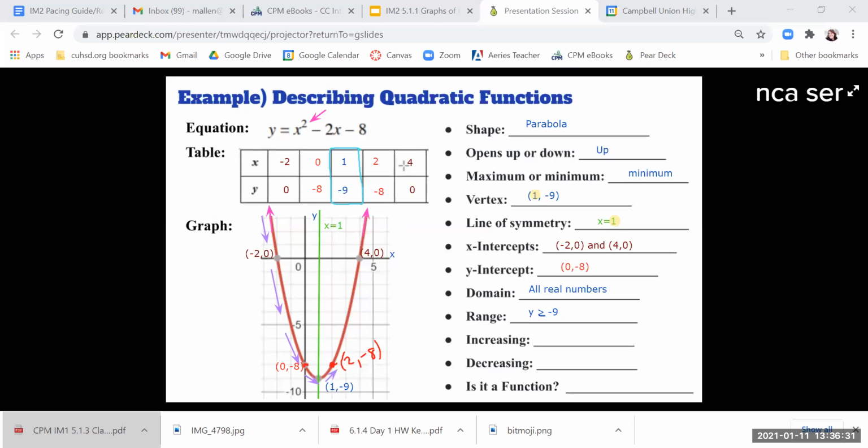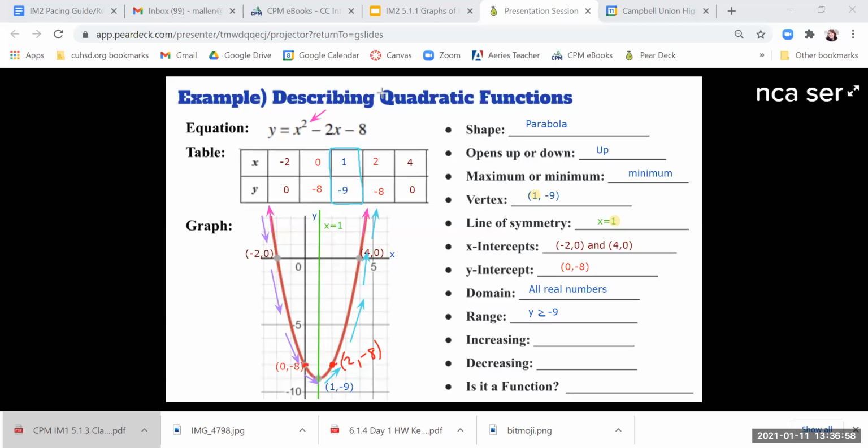Let me change my color. Up. These are up. Okay. So when I trace the graph with my pencil, I'm going down and then back up. Down with the purple arrows, back up with the blue arrows. And the changing place is at the vertical line of symmetry.